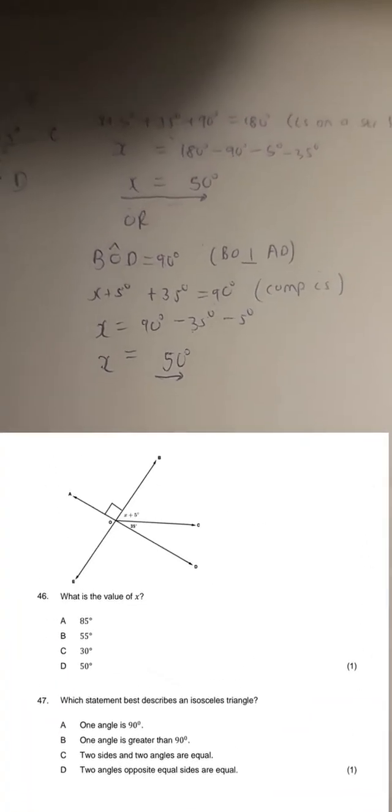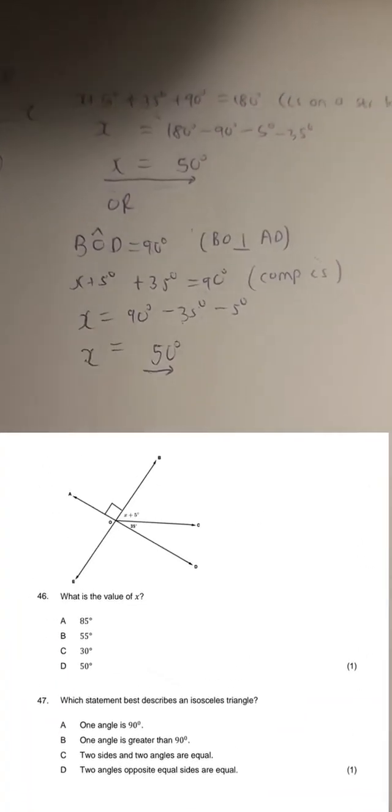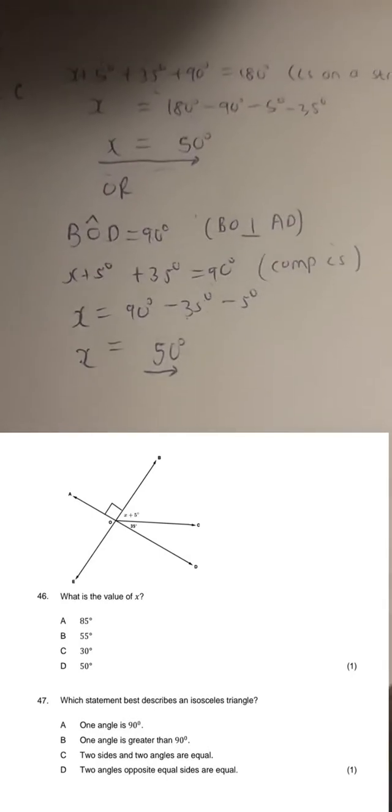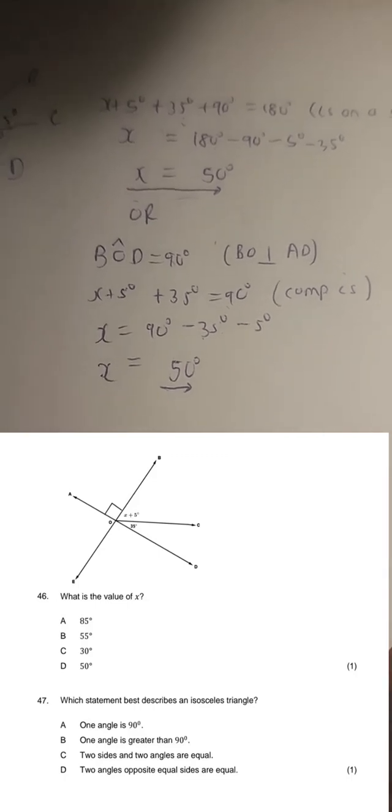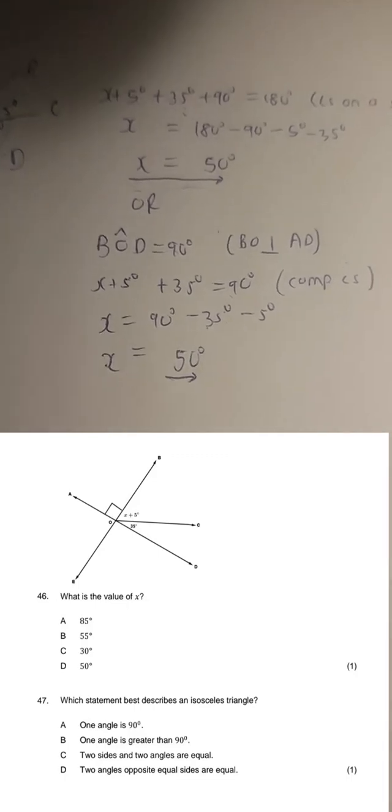Going back, what is the value of x? Is it A, 85 degrees, B, 55 degrees, C, 30 degrees, or D, 50 degrees? Guys, we just worked it out. The value of x is actually D, 50 degrees, and we calculated it using two different methods as grade 9 learners. So grade 9s, I hope you are clear here. That's how you would answer a geometry question as a grade 9 learner, where you are required to solve for x in that diagram.